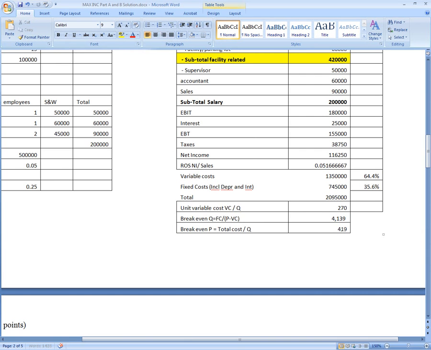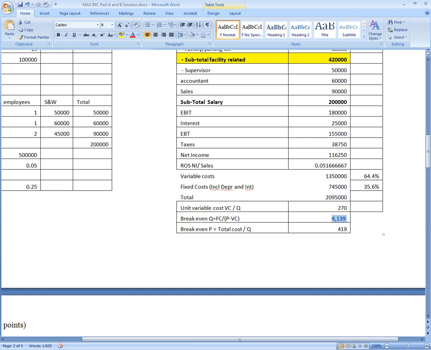So we take the total cost, divide by the quantity, and you'll get this information. So what is this telling us? What this is telling us is that for the assumptions we have for this business, the business should sell at least 4139 units if they're going to sell it for 450. Anything above that, they will make profit. Anything below that, they will lose money.